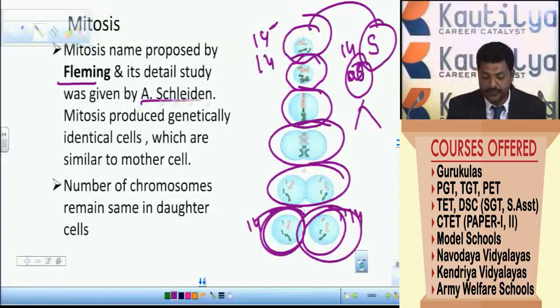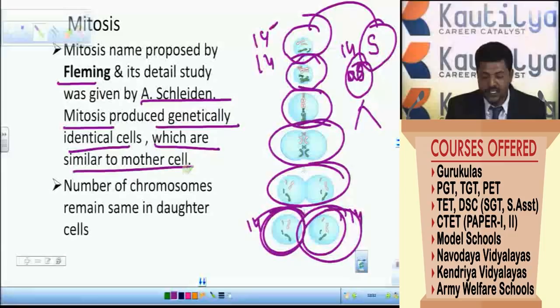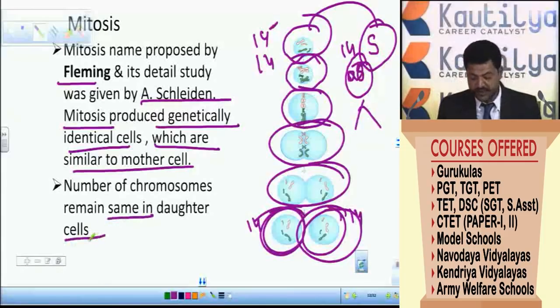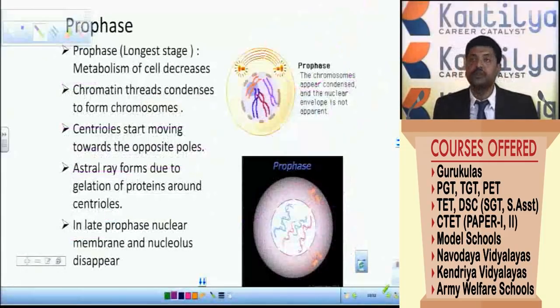As the slide says, mitosis produces genetically identical cells which are similar to the mother cell. The number of chromosomes remains the same in the daughter cells, whereas in meiosis the number of chromosomes is reduced to half. So in mitosis, we see the longest phase of mitosis.